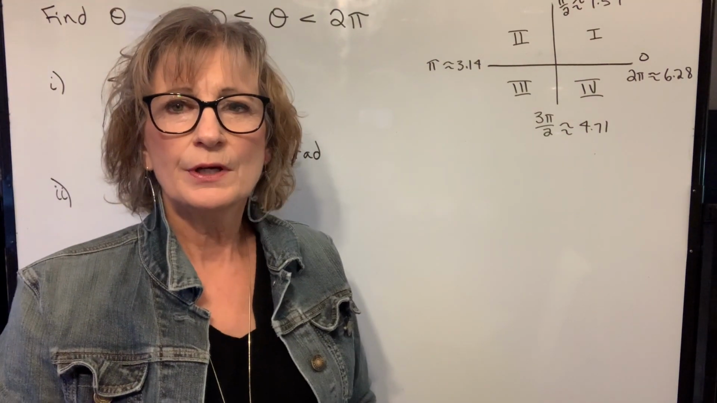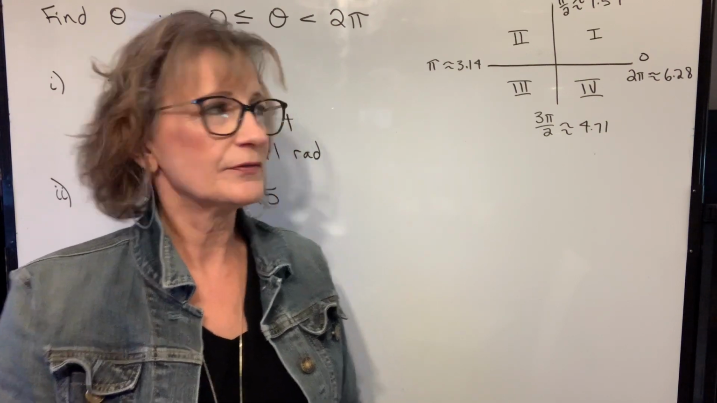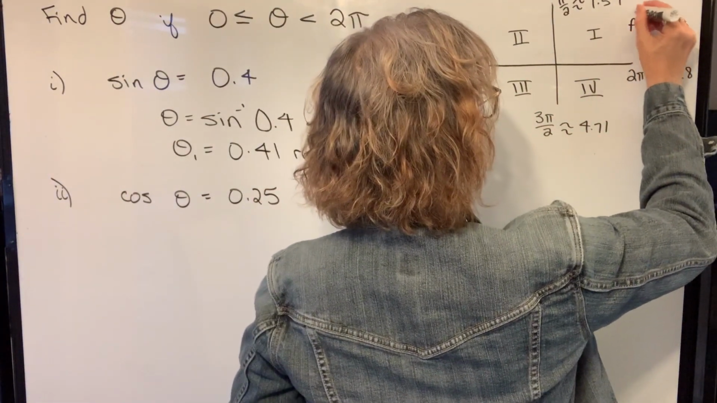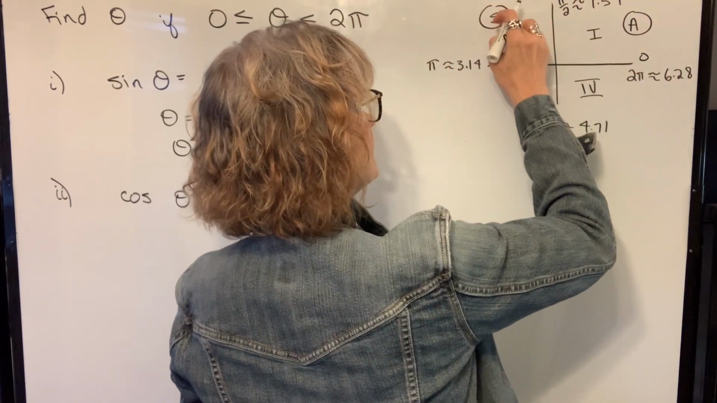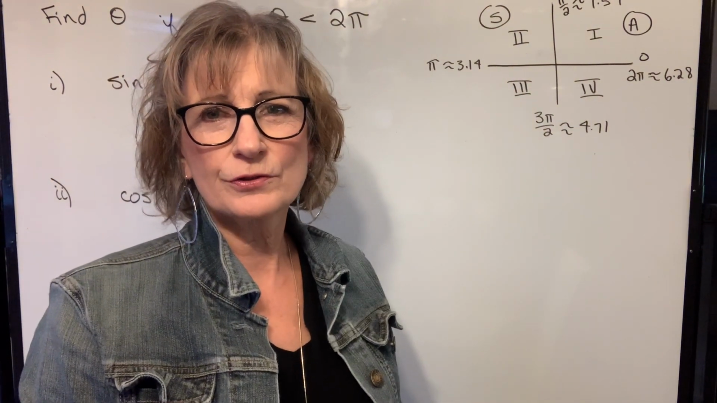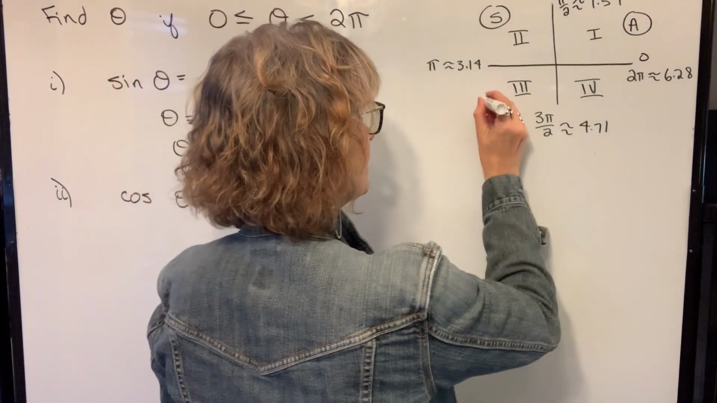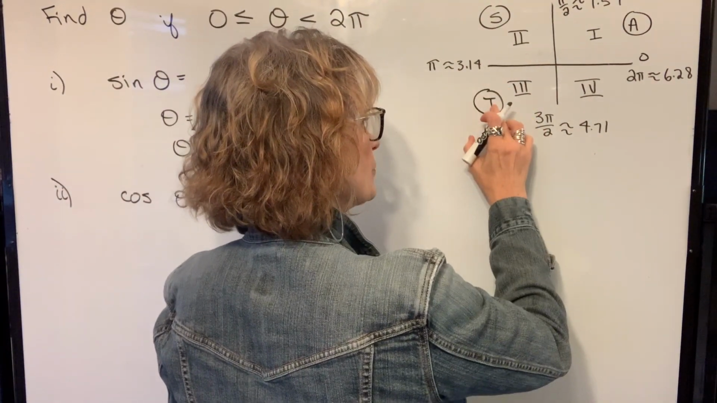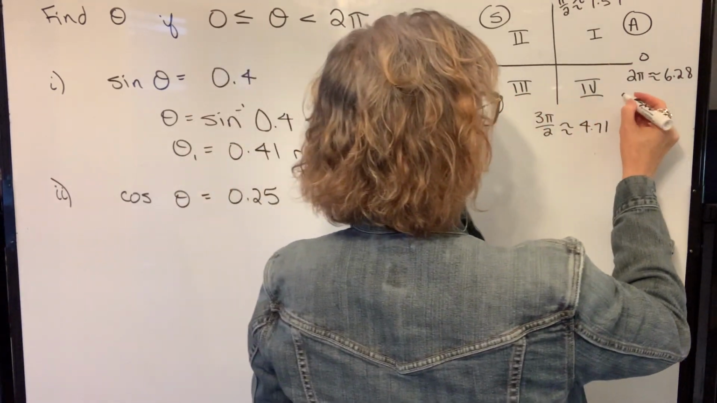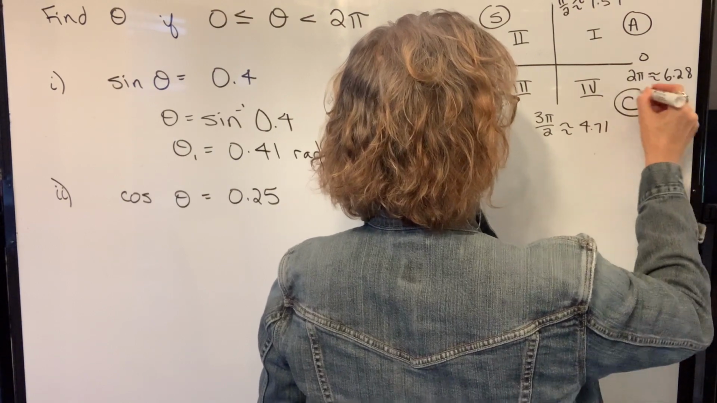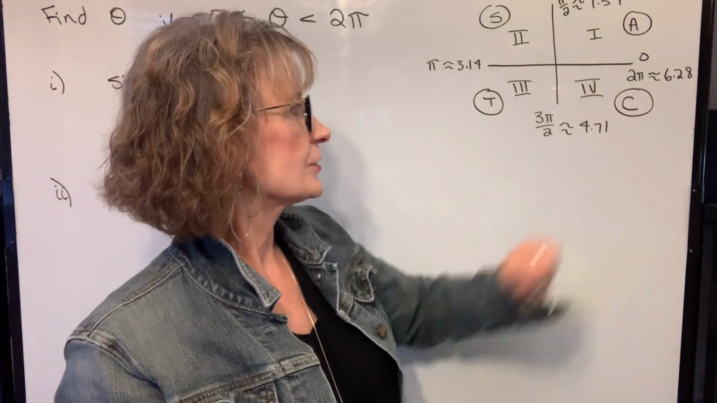And we have to remember where sine, cosine, and tangent are positive and negative. All trig functions are positive in quadrant 1. Sine is the only trig function that's positive in quadrant 2, so both cosine and tangent are negative. In quadrant 3, tangent is the only trig function that's positive, so both sine and cosine are negative. And in quadrant 4, cosine is the only trig function that's positive, sine and tangent are negative.